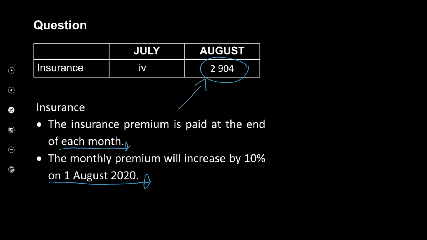So this figure here that you're seeing, the 2904, includes the 10%. So it has the new premium built into it already. The question wants you to calculate the previous month's premium. Can you see that? So a totally different angle to this question here. You are expected to calculate the premium prior to the increase. Okay, this is what we do. Watch what we do.